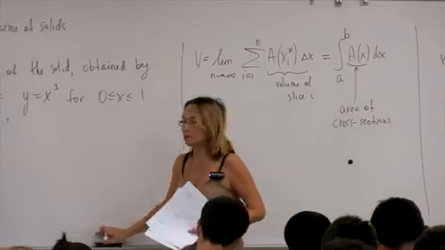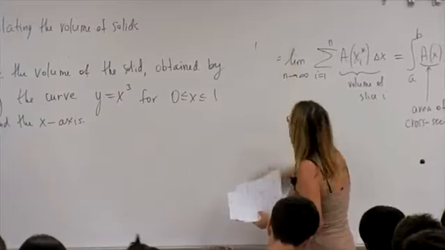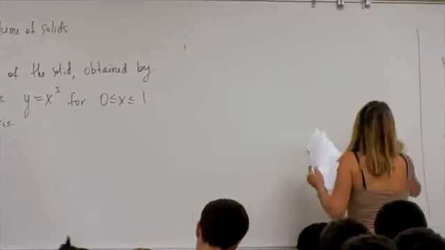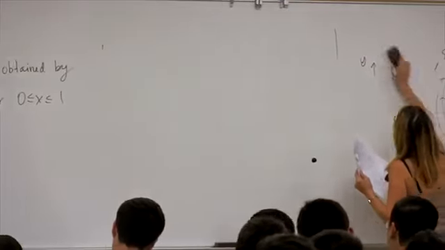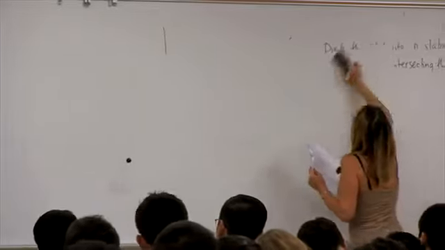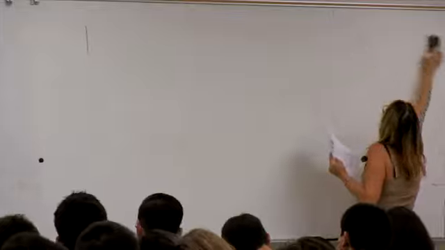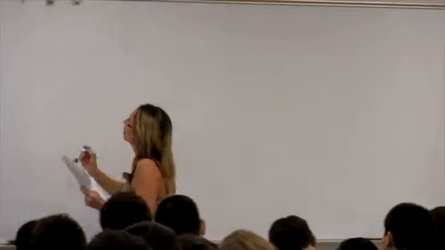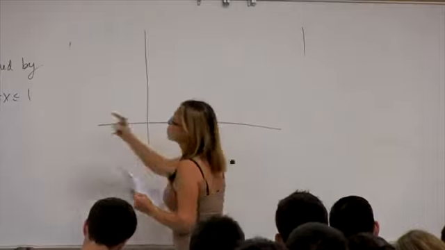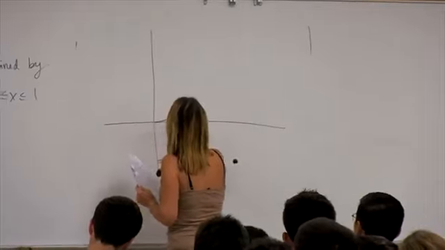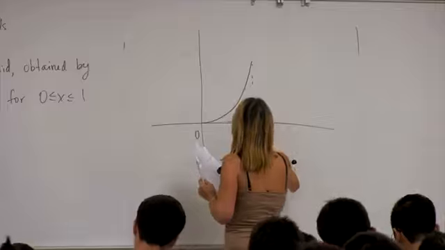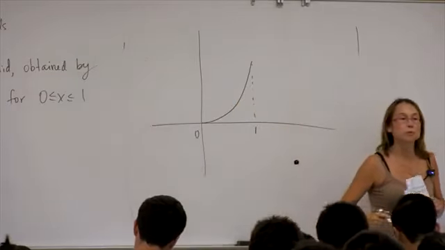Okay, so we don't say a sphere or any known thing like this. This is something that we have to imagine what it is. We have to figure out what the solid is. Okay, so to do that, we start by drawing that curve they're talking about. Very easy curve. So y equals x cubed. And I'm only interested in the interval between 0 and 1.